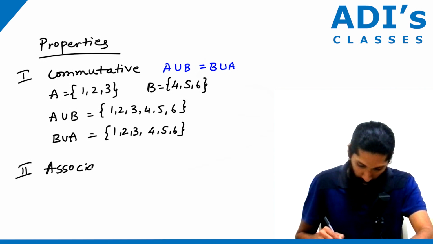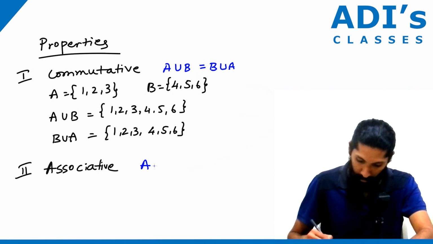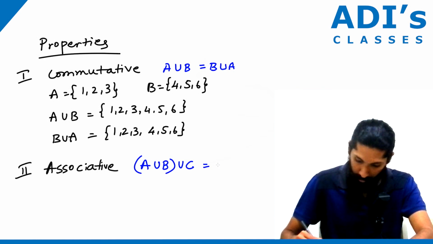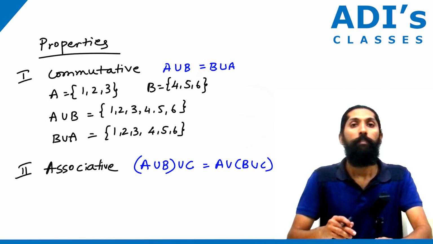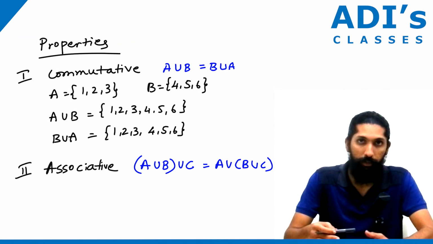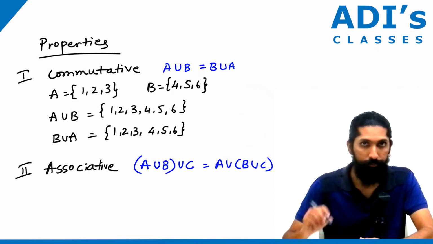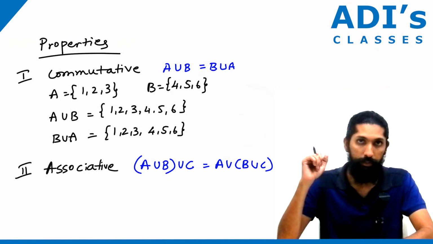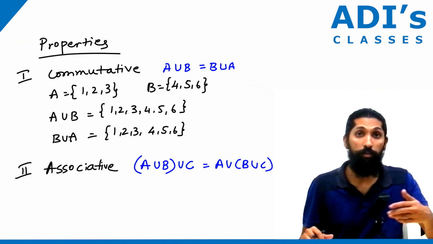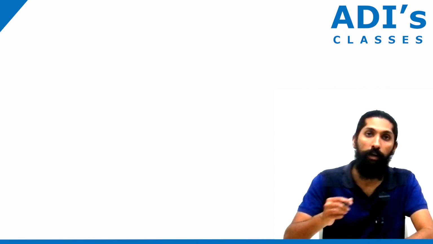Associative law. In the sense here, when you have A union B union C, this is equal to A union of B union C. It's the same as commutative, but associative, correct? So the same logic we used for commutative, we can use for associative also. Take A, B, C as three sets, do the union, you're going to get the same thing. Okay, so the first two laws. Now the third law or third property, you can call it, is the existence of identity.